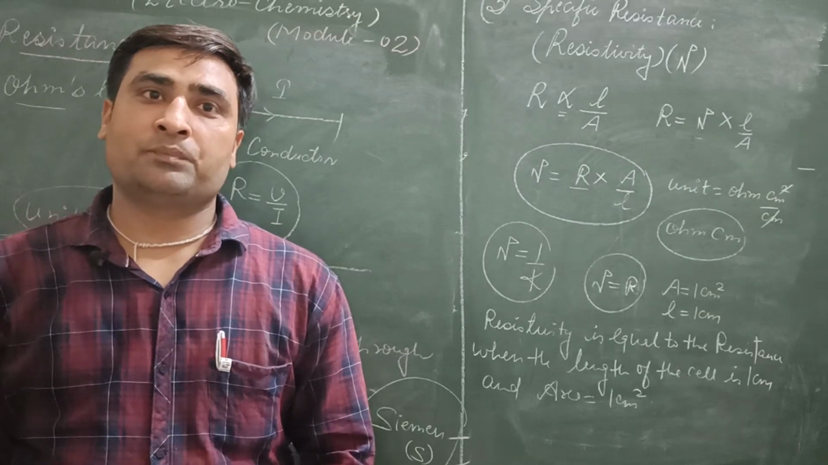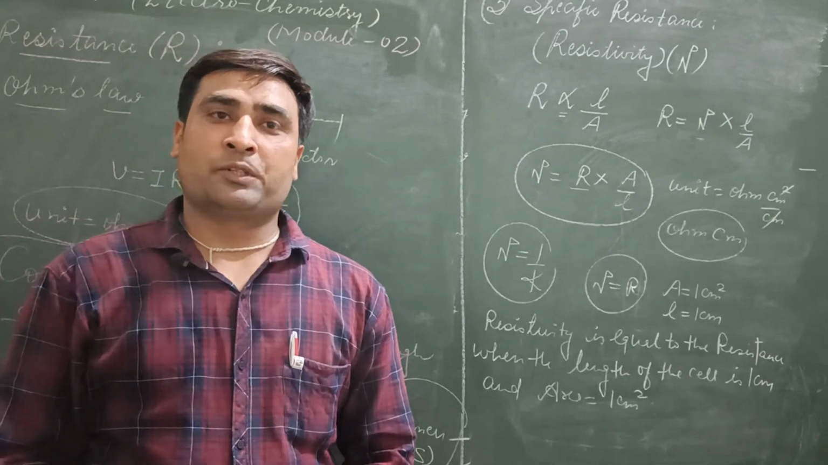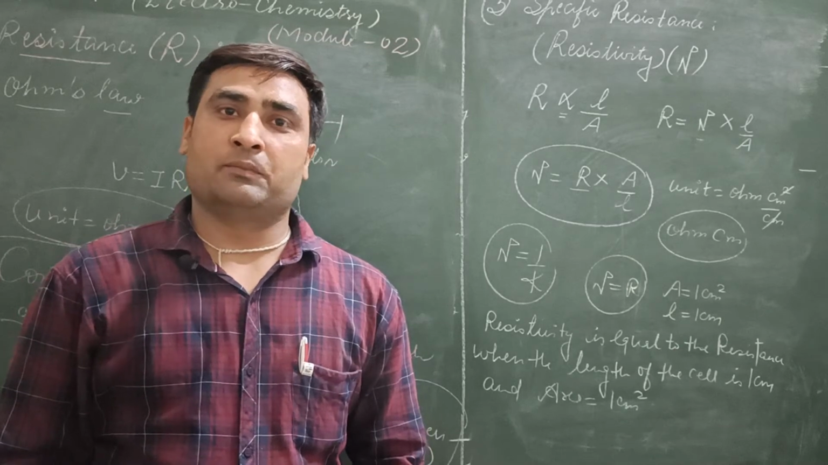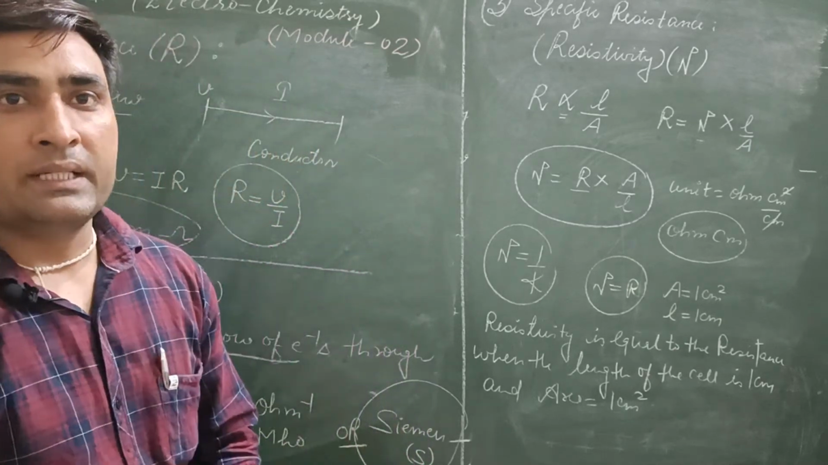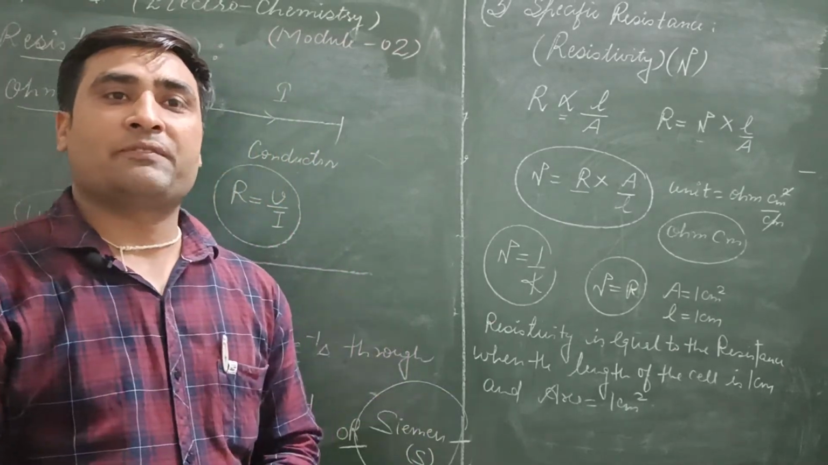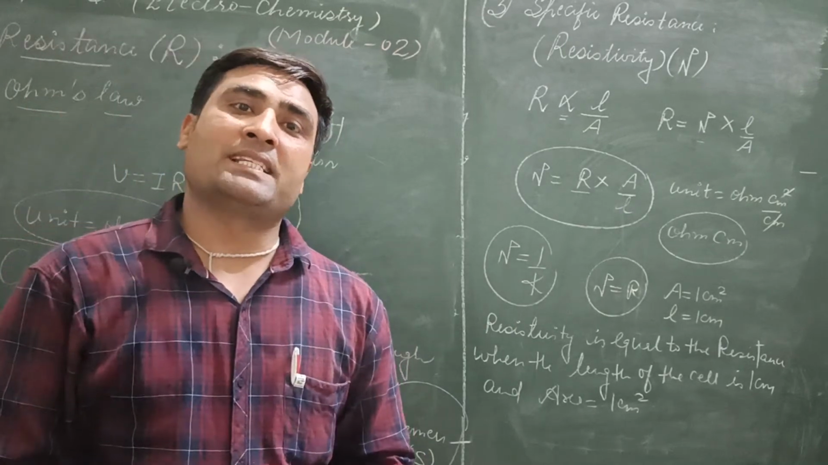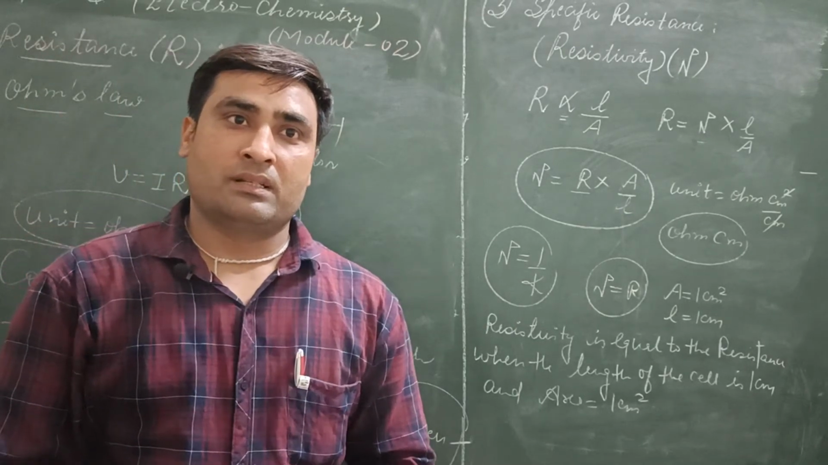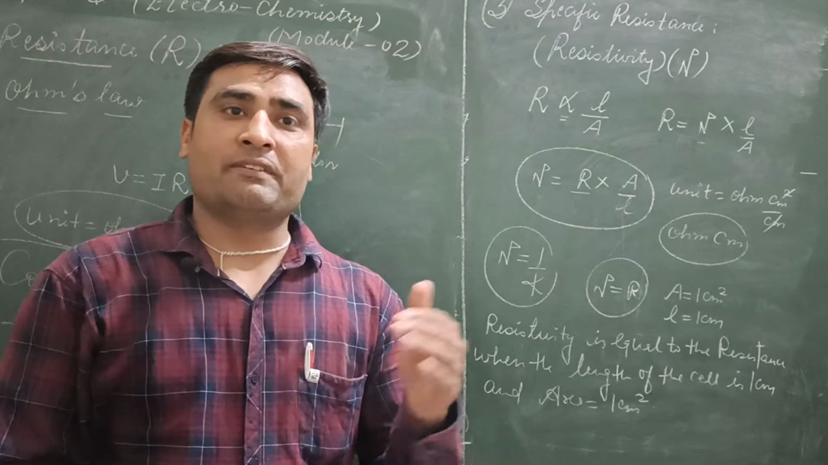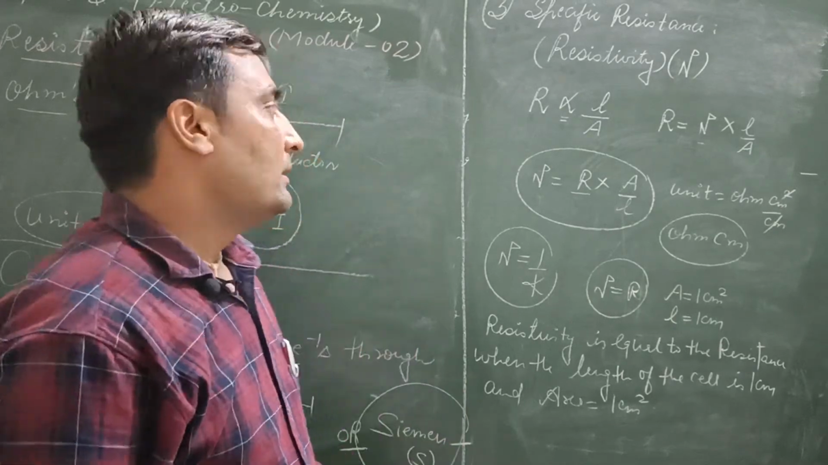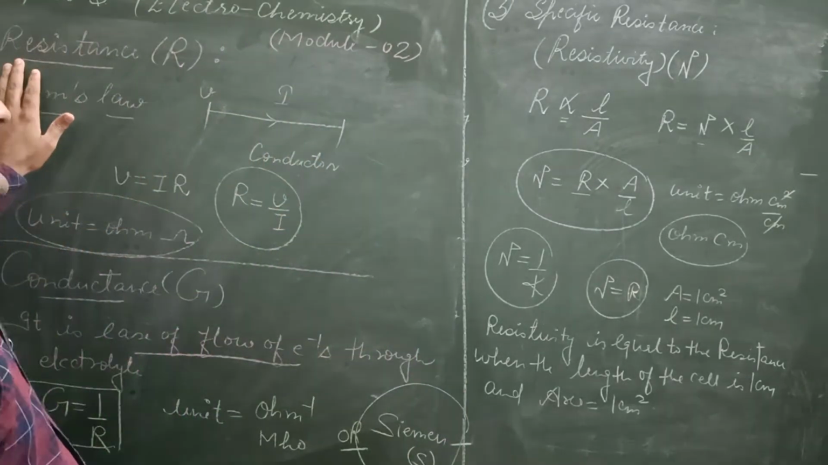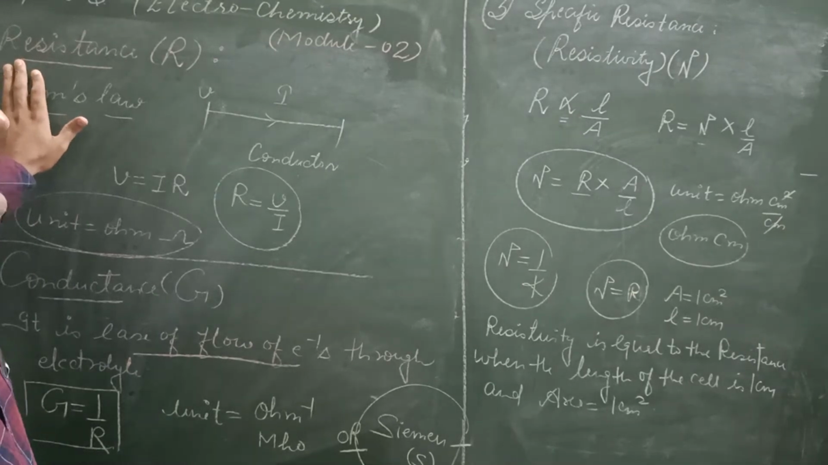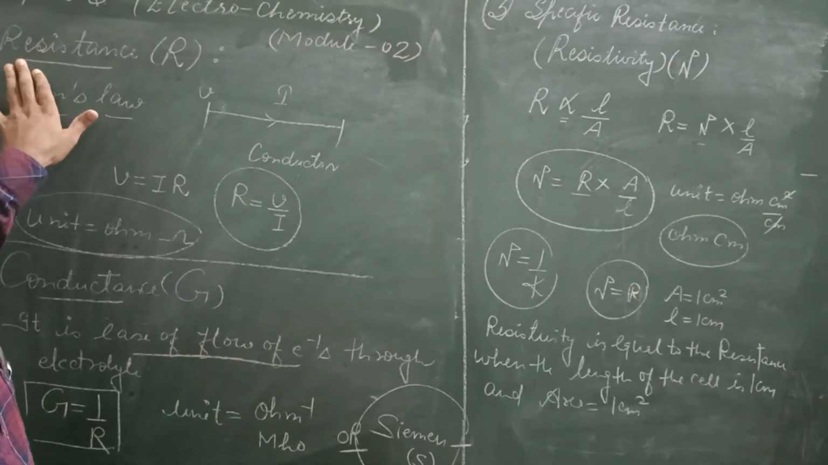Hello everyone. Today we are going to start with electrochemistry, module number 2. In the first module we have discussed different types of conductors and some basic terms. In continuity with those terms, we have studied resistance, conductance and specific resistance or resistivity.